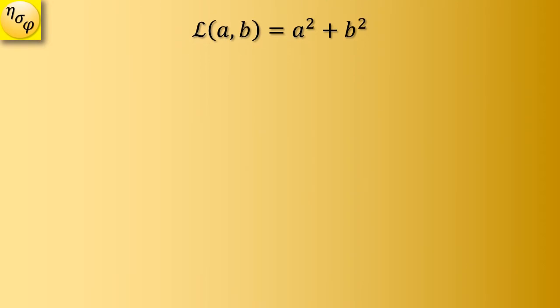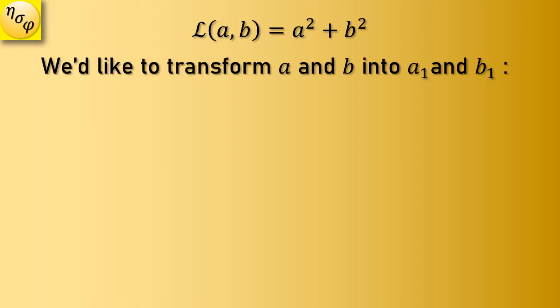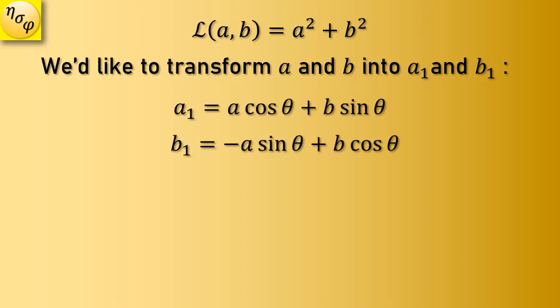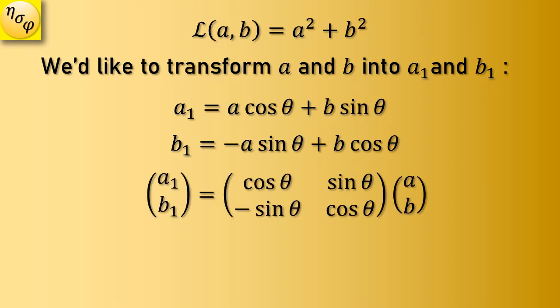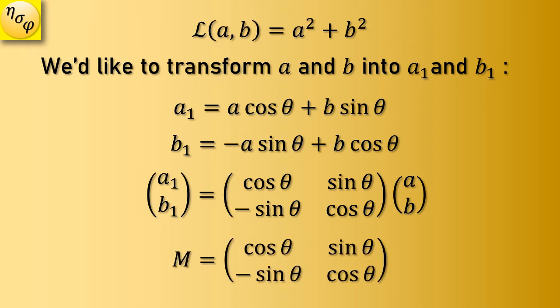Let me explain by providing you an example. Let us see a function L with two variables a and b. We'd like to transform variables a and b into other variables named a1 and b1 with the following formulas, with theta as a continuous parameter. Some people like me like to use matrix notation, and we name the matrix in the middle the transformation matrix M. We can see some degree of symmetry in matrix M.